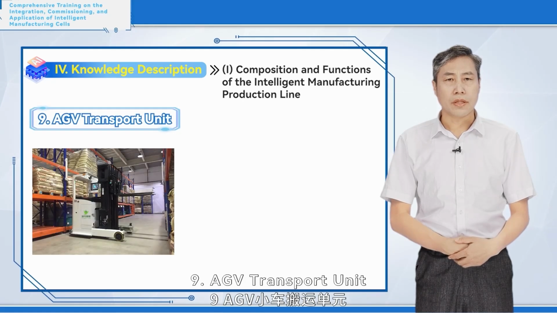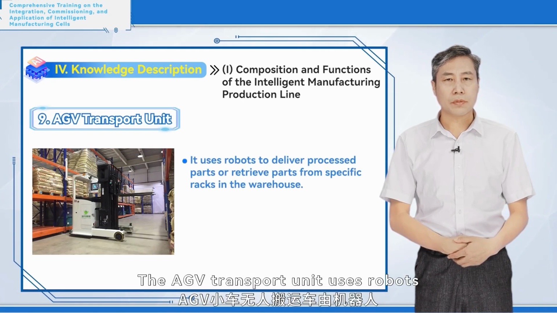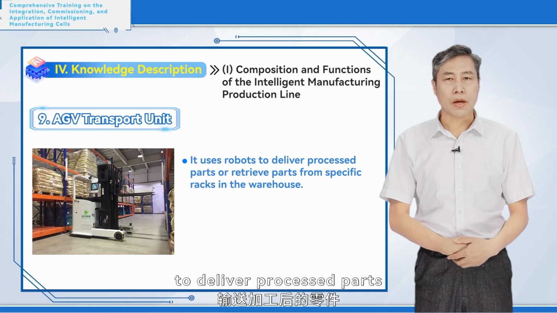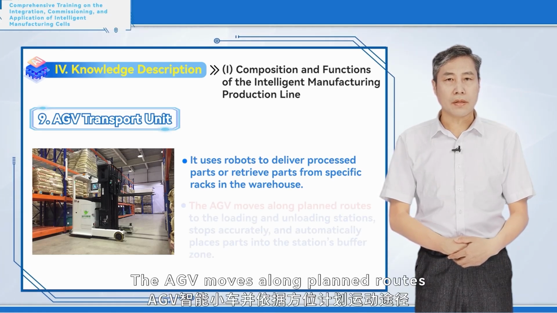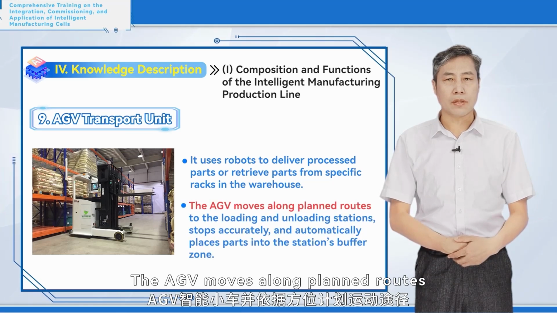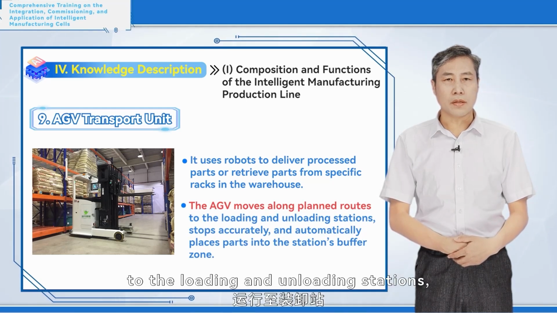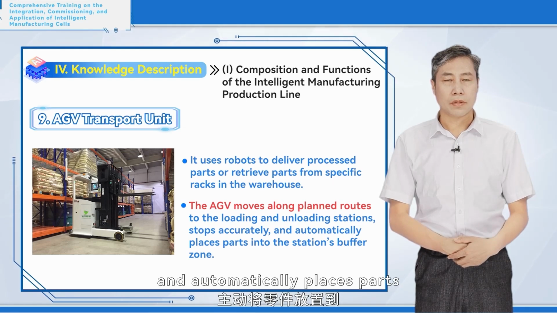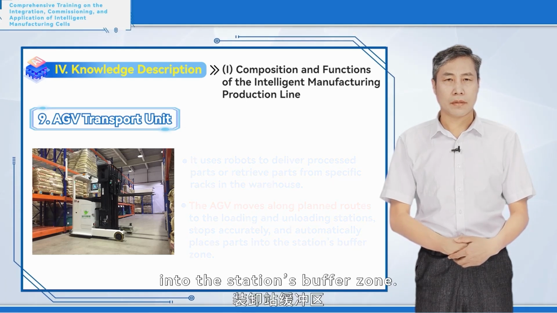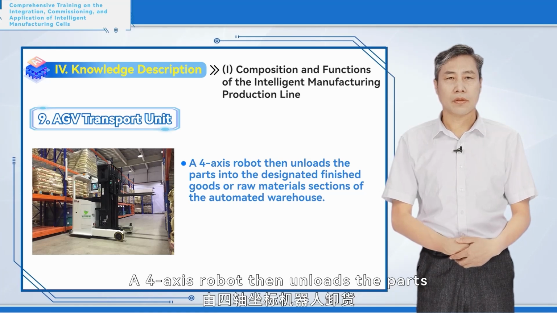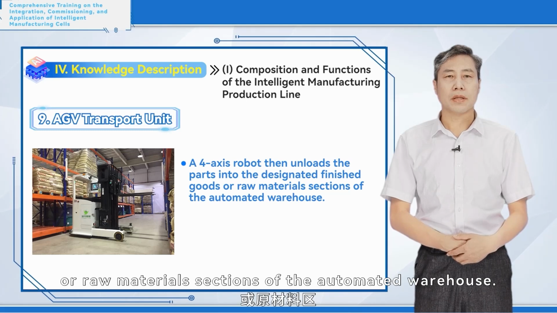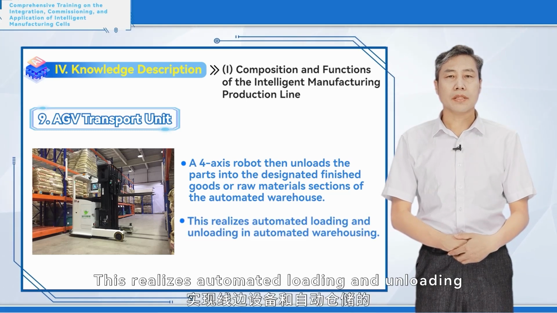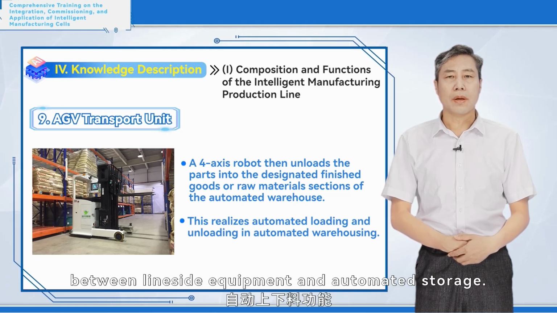9. AGV Transport Unit. The AGV Transport Unit uses robots to deliver processed parts or retrieve parts from specific racks in a warehouse. The AGV moves along planned routes to the loading and unloading stations, stops accurately, and automatically places parts into the station's buffer zone. A 4-axis robot then unloads the parts into the designated finished goods or raw materials sections of the automated warehouse. This realizes automated loading and unloading between line-side equipment and automated storage.